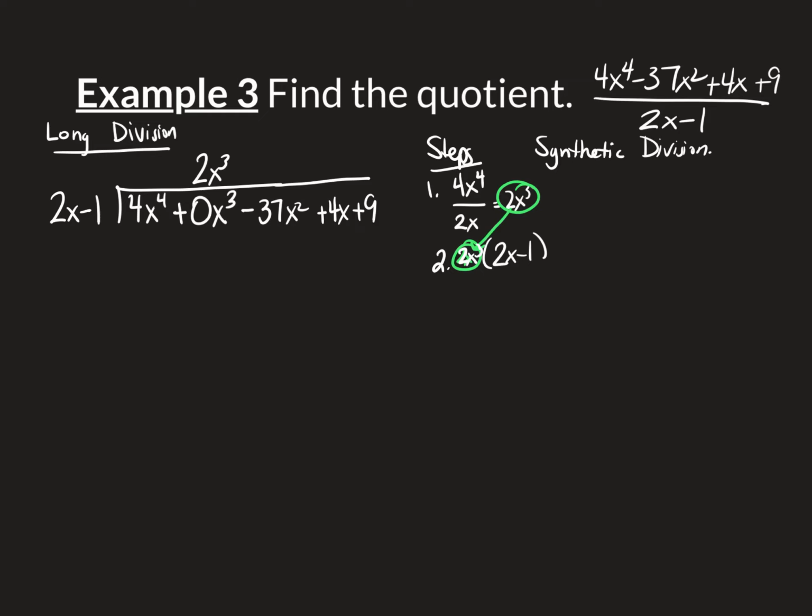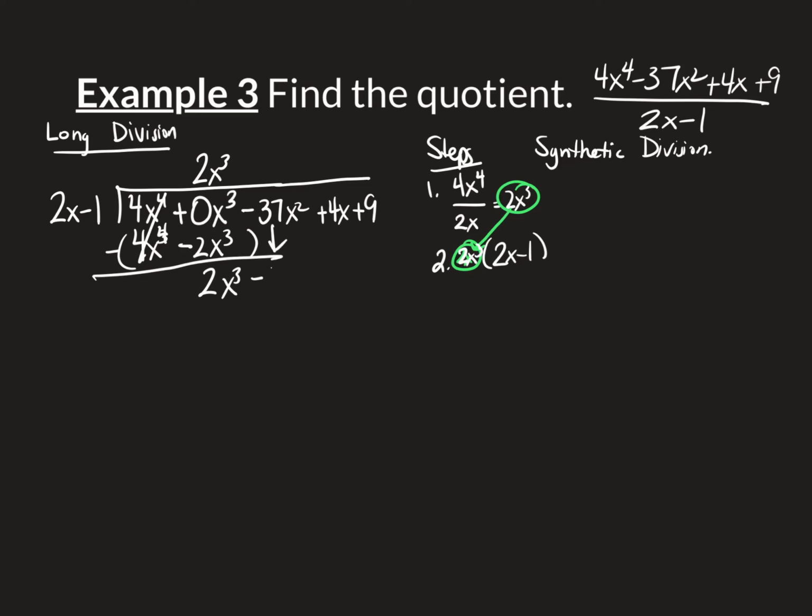No, it's not. So sorry. 4x to the fourth minus 2x cubed. And now I subtract. And I wrote cubed again, didn't I? My goodness gracious. Sorry about that. So 4x to the fourth minus 4x to the fourth, that goes away. 0x cubed minus negative 2x cubed is positive 2x cubed.